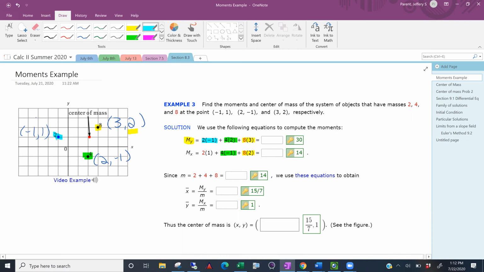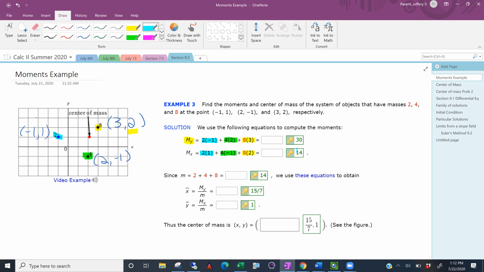And the last one, I hope you can kind of see where this one's going to come from. We're going to have a force of 2 pushing around the x-axis multiplied by a distance of 1 above the x-axis, and that's its contribution to the moment. So these 3 contributions give you the moment around the x-axis, which is 14. But these 2 numbers are important, m sub y and m sub x.